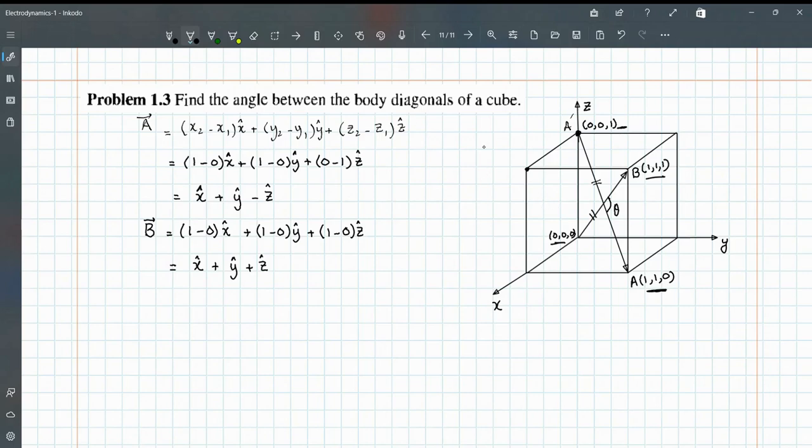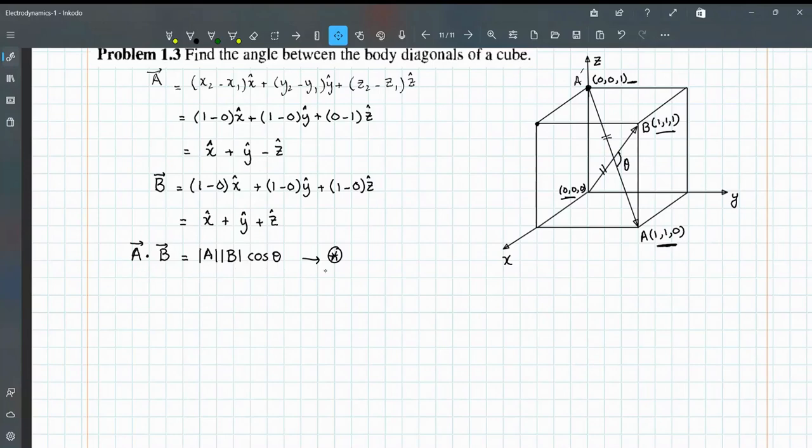Now we have to find the angle between these body diagonals. So this is the angle theta. We are going to use vector algebra: we can find the angle between two vectors either by taking a dot product between them or a cross product. An easy way is to take the dot product of the two vectors, which gives the magnitude of A and the magnitude of B times cos of the angle between them. So we are going to use this equation to find the angle.